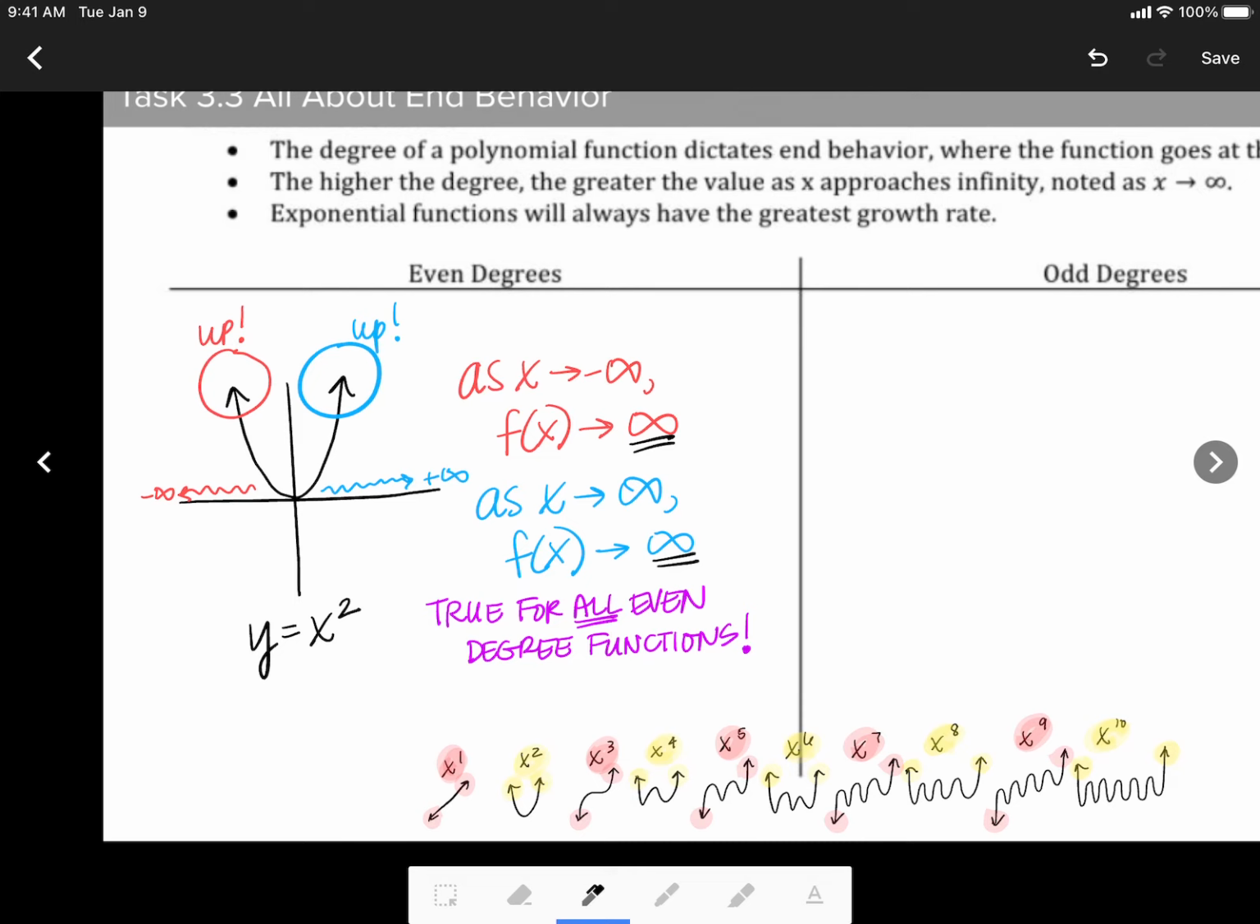So let's define the same thing for odds. Let's define the same exact thing for odds. And I'm going to start by just drawing an x cubed function, a really basic x cubed function. So x cubed increases and then flattens out right along the origin and then keeps increasing.